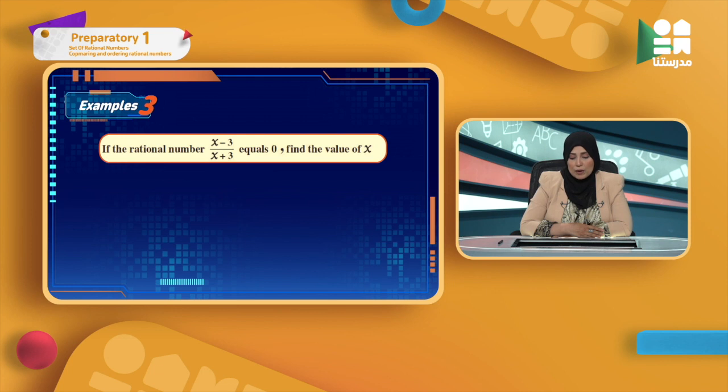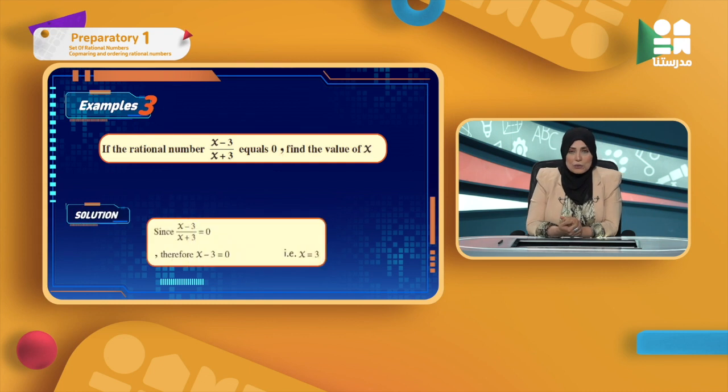Example 3. If the rational number x minus 3 over x plus 3 equals 0, find the value of x. Here we are going to do the opposite. We are going to look at the numerator. So what do we have to do one more time? We have to look at the numerator. x minus 3, I have to put it equal to 0.